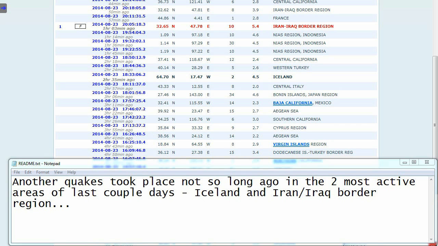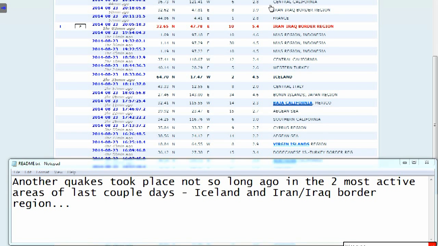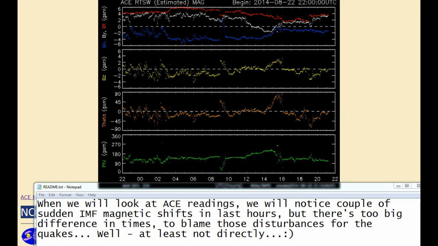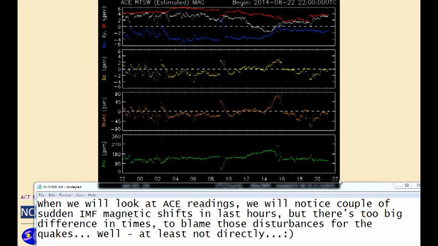Another quakes took place not so long ago in the two most active areas of last couple days, Iceland and Iran-Iraq border region. When we look at ACE readings, we will notice couple of sudden IMF magnetic shifts in last hours, but there is too big difference in times to blame those disturbances for the quakes. Well, at least not directly.